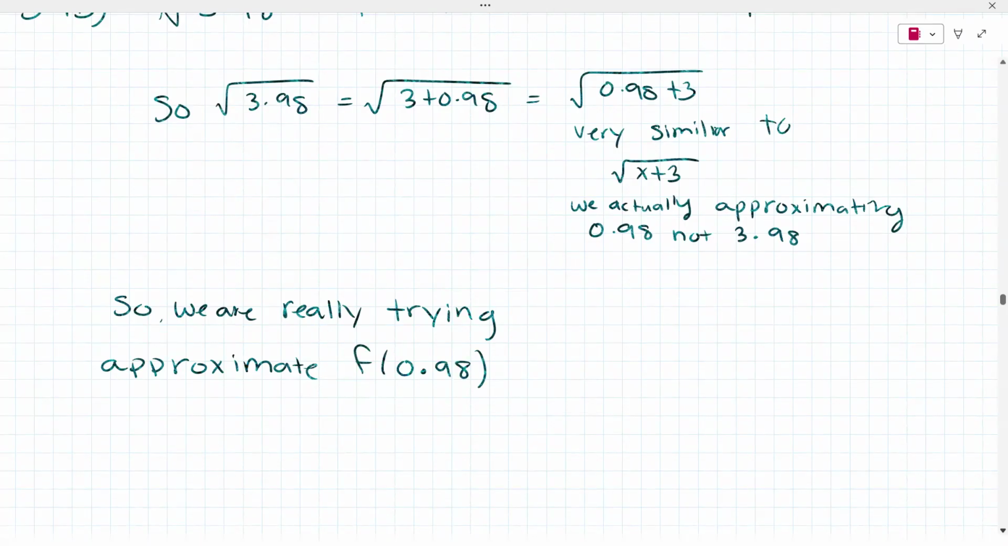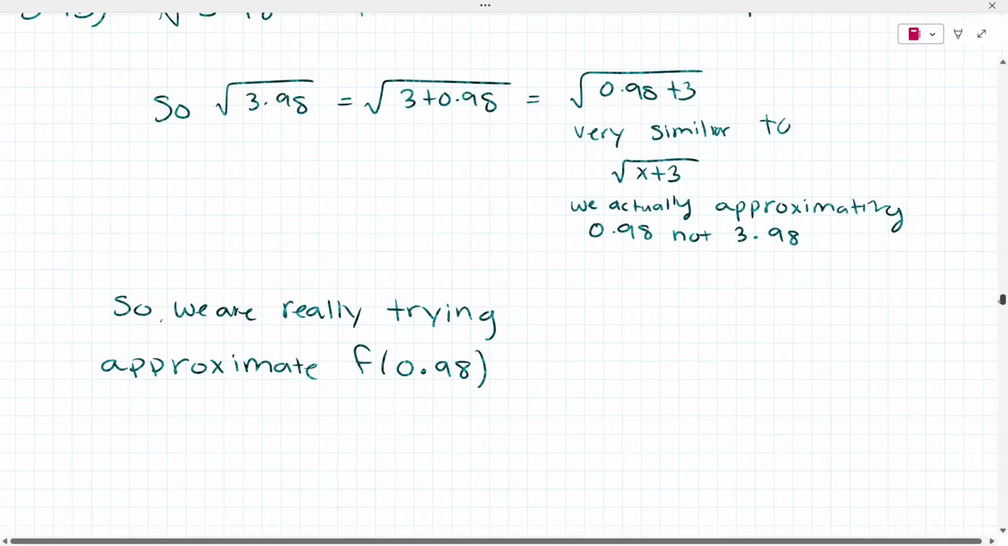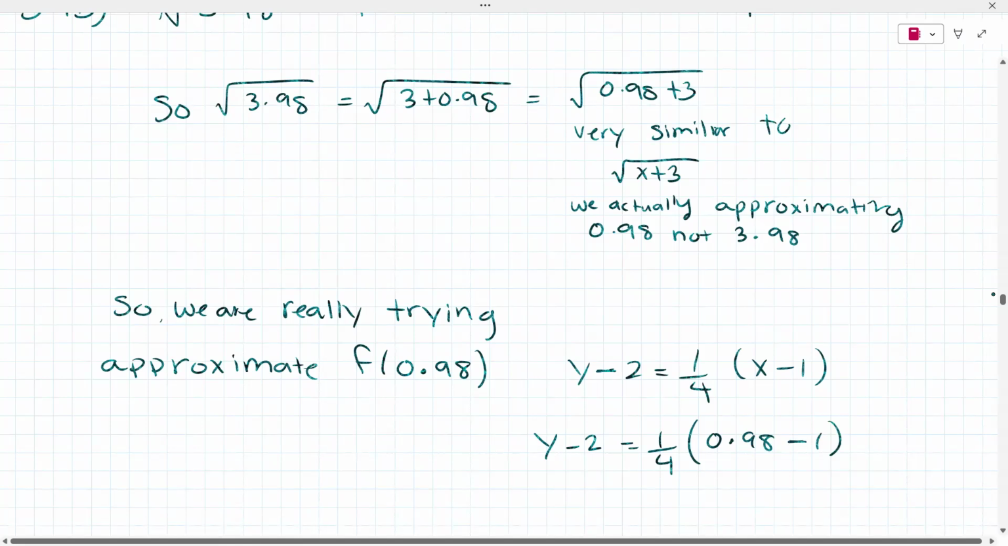Okay, so all we got to do is plug it back. So our equation was y minus 2 equals 1/4 times x minus 1, and we agreed that our x is really 0.98, not 3.98, right? So it's going to be y minus 2, and then replace x with 0.98 minus 1.